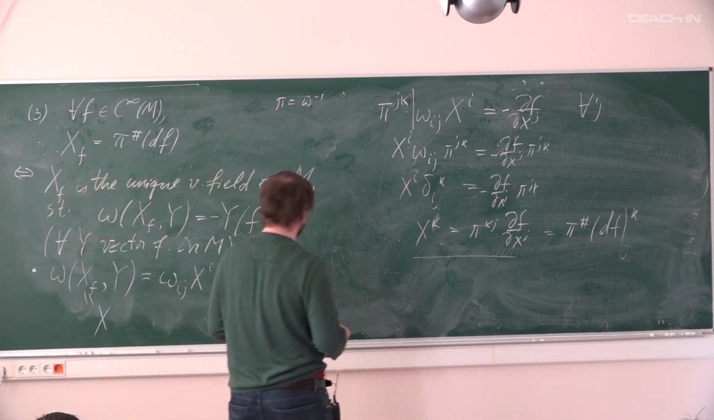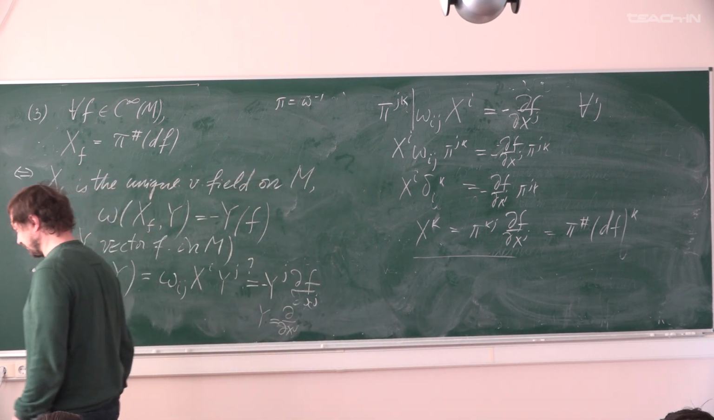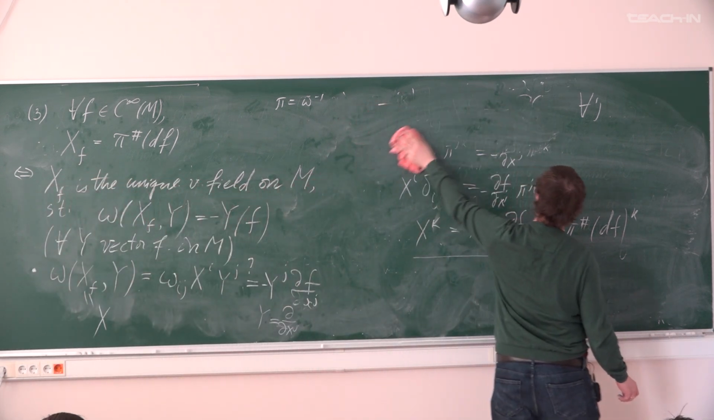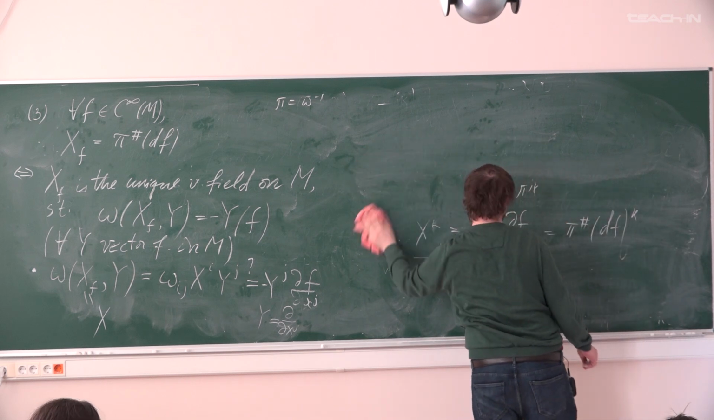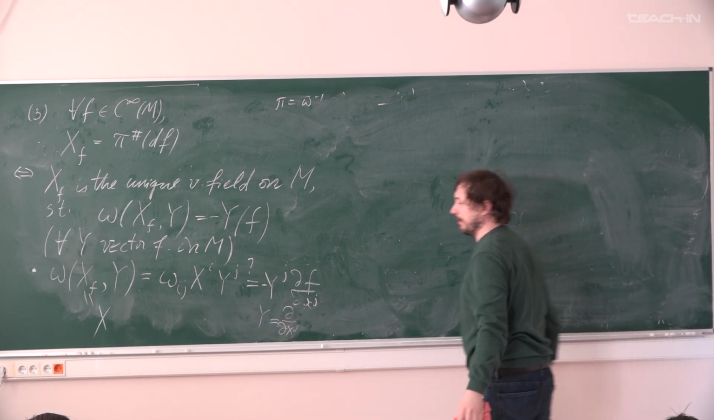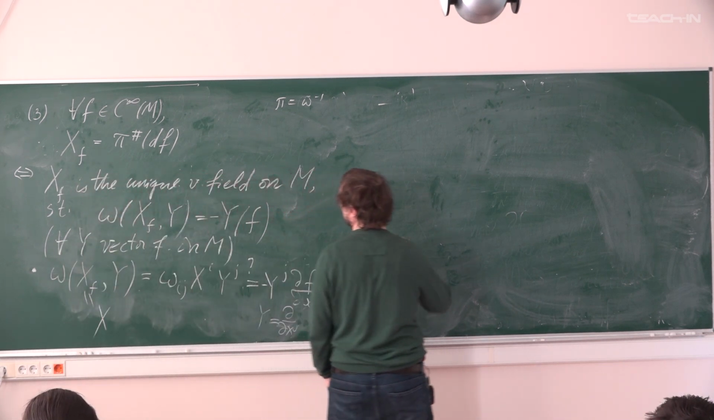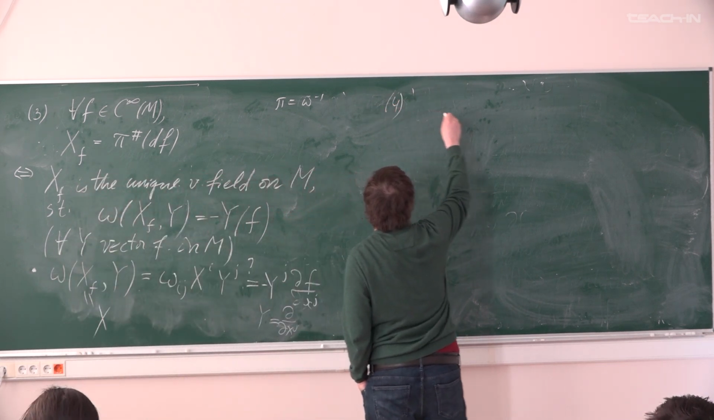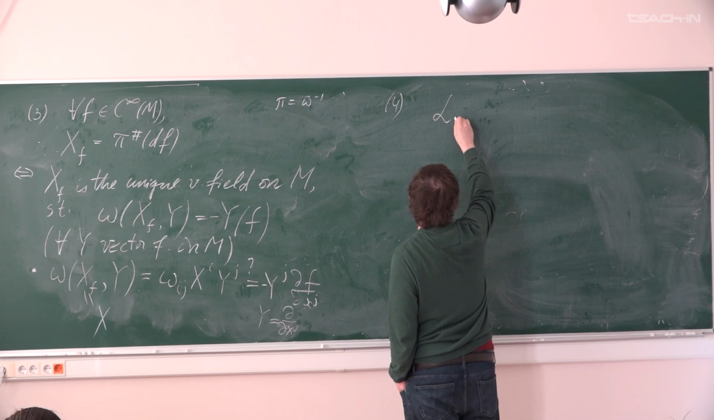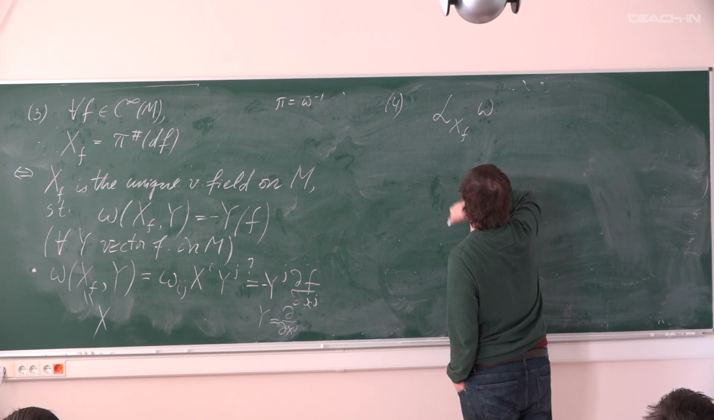Let's go on. So up to the sign, that's it. So that's a definition of Hamilton vector field, but for future applications, we'll need some properties of Hamilton vector fields. And I introduced some properties last time, so here they are. First of all, if you take Lie derivative in direction of a Hamilton vector field applied to omega, you get 0.